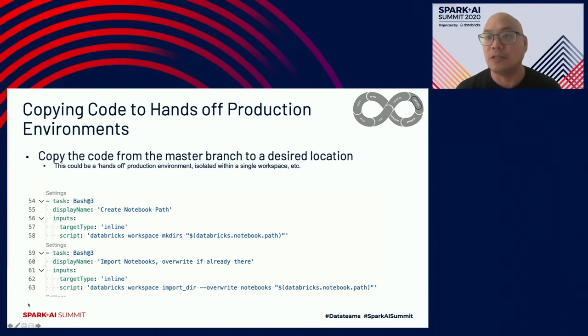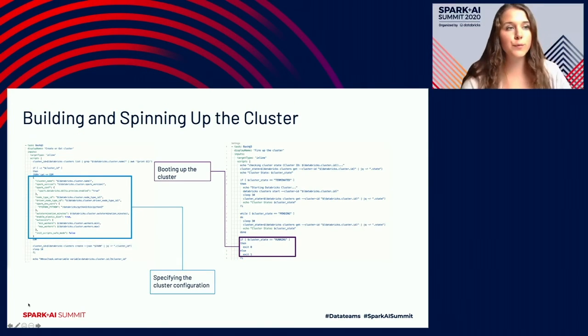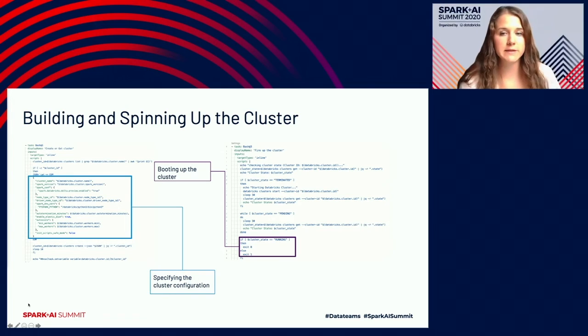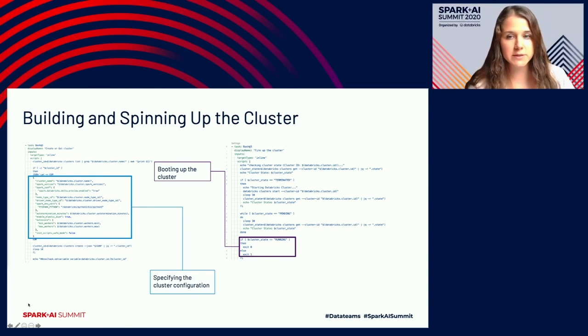It varies based off the different type of code you have, but in this case, it's moving notebooks from the CI/CD server into the appropriate directories on the workspace. And now that we've moved those directories and notebooks to the right place in the workspace, the next step is actually building and spinning up the cluster to run this code against. So again, this is all pulling from the Databricks clusters API.